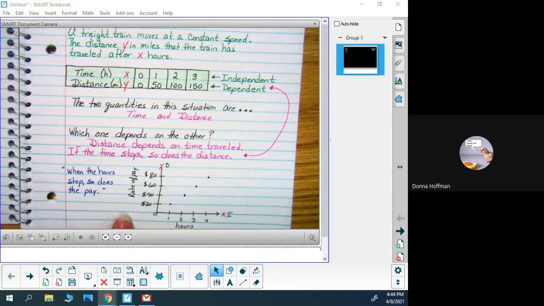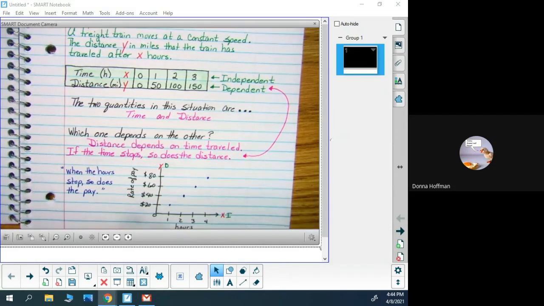The only thing is we're going to be doing graphing with this stuff now from the table, and you could actually graph that starting at 0, 0, and then if you go to 1, that would be your X value, and then you would go up to 50, and you could actually graph that from that table.